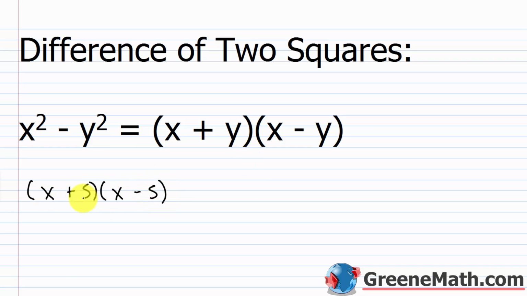We have x and x, we have 5 and 5, and then different signs. What happens is, in the FOIL process, the outer and the inner are going to cancel. So the outer here is negative 5x, the inner here is 5x. So they will cancel, and you'll just be left with the first thing squared, in this case x, so x squared, minus the last guy, which is 5 squared. So 5 squared is 25.